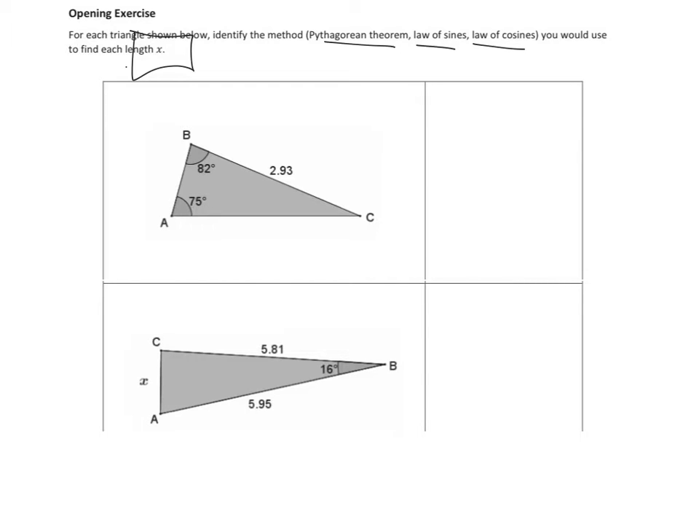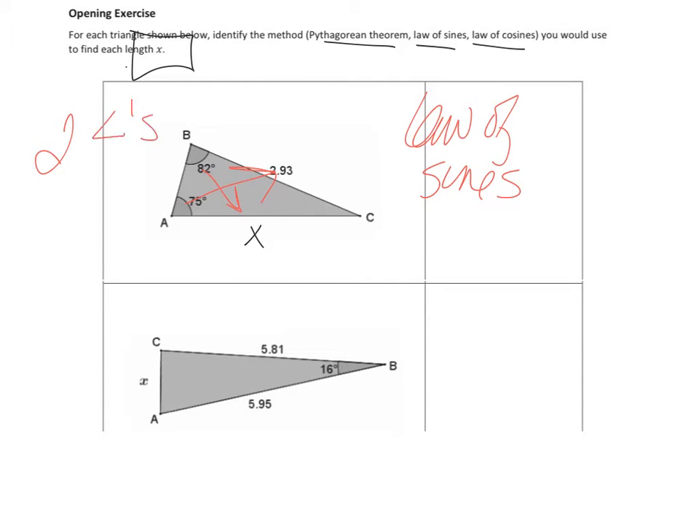For this first one, I don't see an x listed. I think they forgot to put it in there. So let's say I'm trying to find this value. Well, I have a side opposite a given angle, and I'm trying to find a side opposite a given angle. That would be the law of sines. Whenever you're given two angles and one side, the law of sines is going to work.